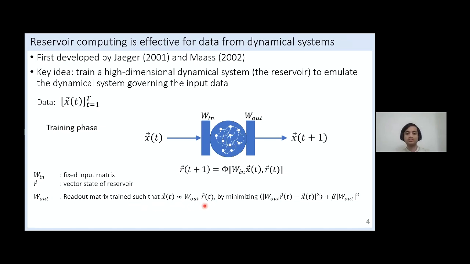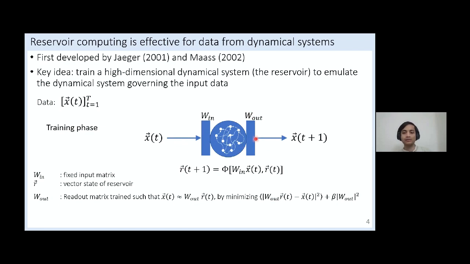And the way you do this is just by minimizing something that looks like this. You have two terms over here. One of them is just W out times r minus x of t, and I'm just summing this over all time. And the second term is just a small regularization term just to prevent some sort of overfitting.